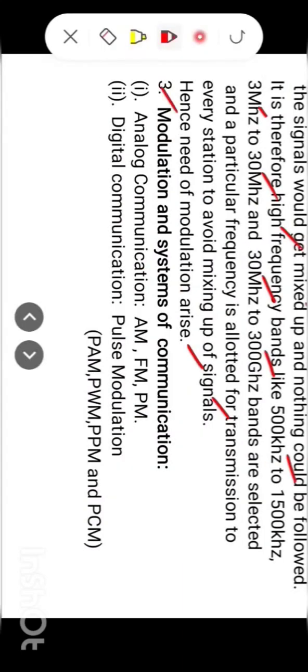Now, third point we have to understand is modulation and systems of communication. You know, we have two systems of communication: analog communication system and digital communication system.